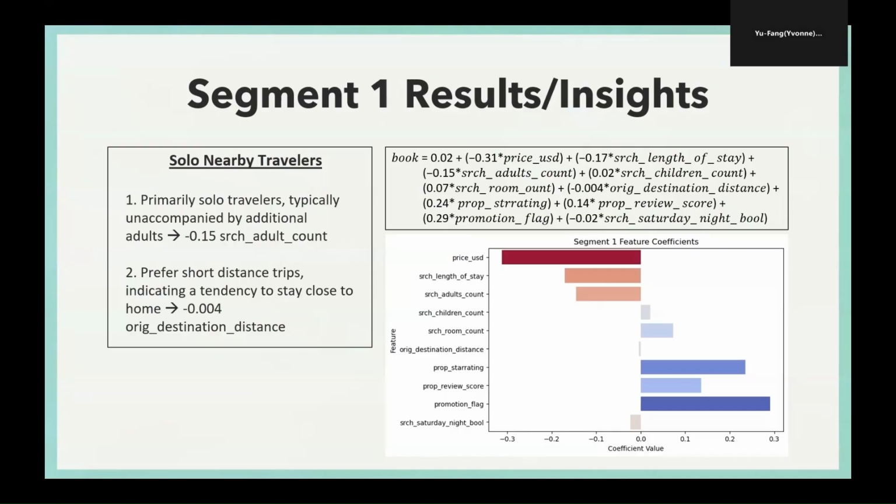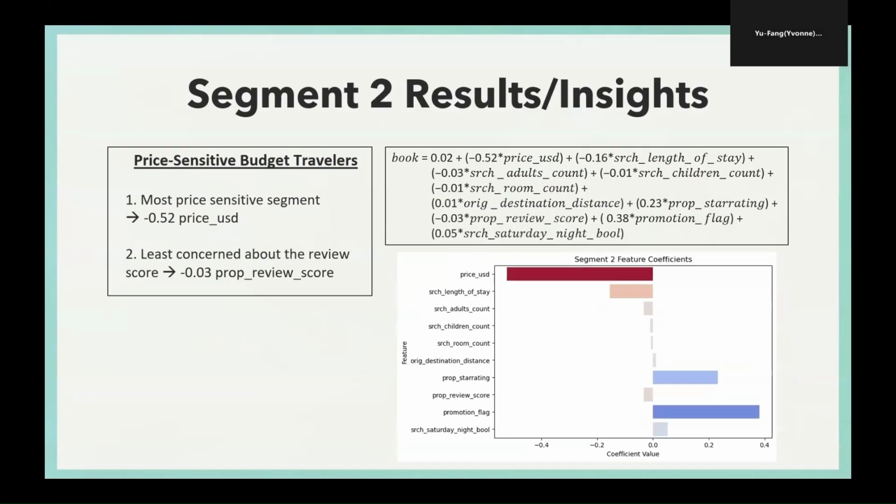Now moving to segment 2. Here, price is by far the strongest driver. The large negative coefficient for price indicates that this group is extremely price sensitive, which means that small increases in price strongly reduce their likelihood of booking. On the other hand, review score plays a minimal role. Travelers in this segment don't weigh ratings heavily when making booking decisions. Overall, segment 2 is defined by very strong price sensitivity and little reliance on quality signals, such as reviews. I'll let Lasia finish segments 3 and 4.